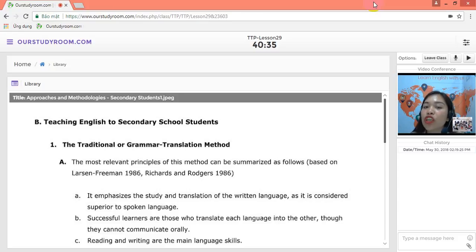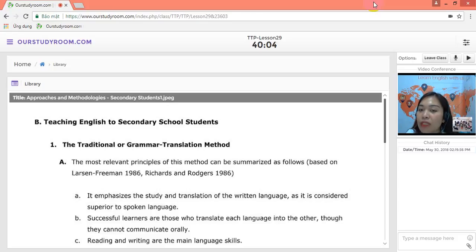So verb conjugation, teachers, refers to how a verb changes to show a different person, tense, number, or mood, right?